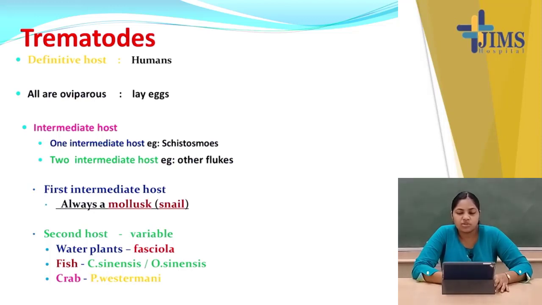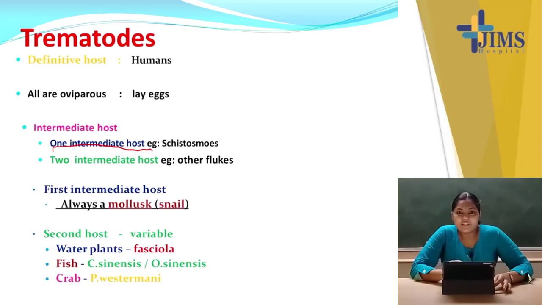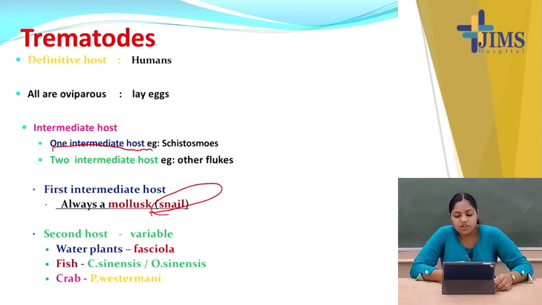Coming to the intermediate hosts, we have two different types: the first intermediate host and the second intermediate host. The first intermediate host is always a snail. The second intermediate host can vary: water plants for Fasciola hepatica, fish for Clonorchis sinensis or Opisthorchis, and for Paragonimus westermani, crabs are the second host.